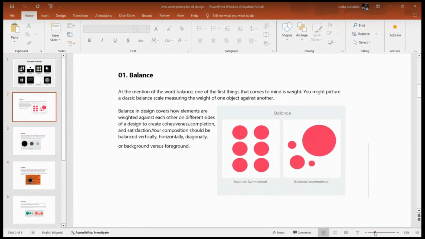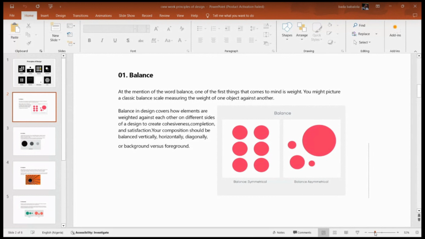Now it will be an eyesore if it is just the image on that design without anything else. So the other part that will make the design balanced is the input of probably your words, your call to action buttons, or your social media details. So that will make the design balanced. Now, the composition can be balanced vertically, horizontally, diagonally, or background versus foreground. So every one of those is what I've explained, that you can either have a symmetrical balance or an asymmetrical balance.